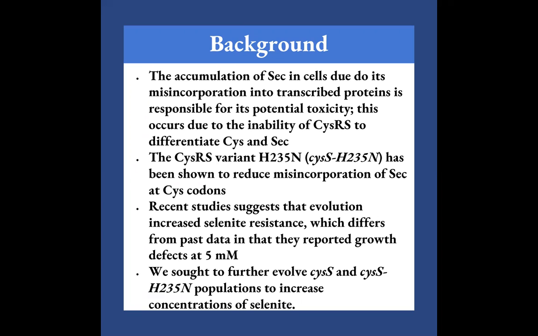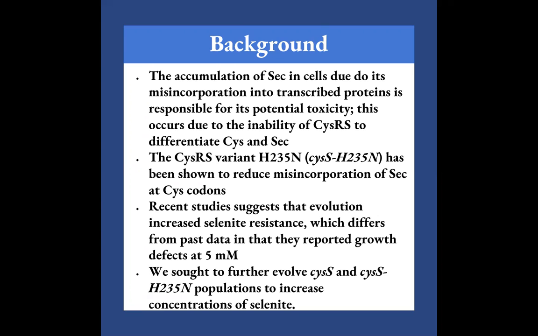While selenocysteine is essential in the cell, it is also toxic due to misincorporation at cysteine codons. This misincorporation is a result of CysRS's, or cysteinyl tRNA synthetase's, inability to differentiate between cysteine and selenocysteine during translation. There is a selenium accumulating plant, Astragalus bisulcatus, that contains a CysRS variant, H235N, in the active site, which has been shown to reduce such misincorporation of selenocysteine at the cysteine codons, lowering the toxic effects of selenite.